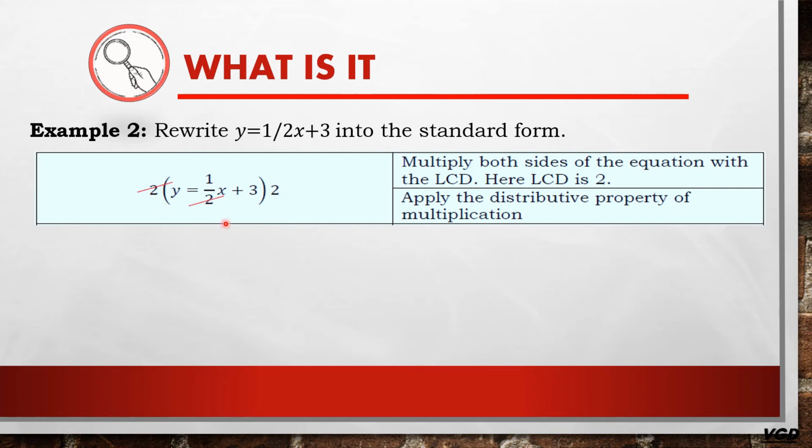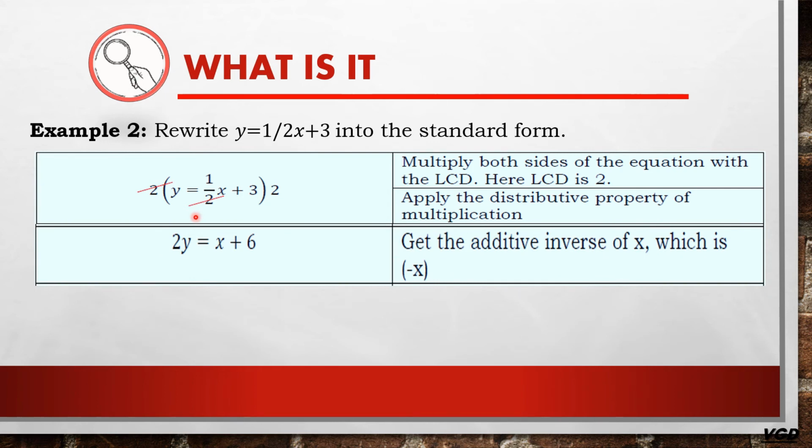To do that, since our slope is in fraction form, we have to multiply both sides by its LCD, which is 2, so that we cancel it and no longer have a fraction in our equation. So we multiply both sides by 2, applying the distributive property of multiplication. 2 times y gives us 2y, and then 2 times 1/2 x gives 2 over 2, in which 2 divided by 2 is equal to 1.